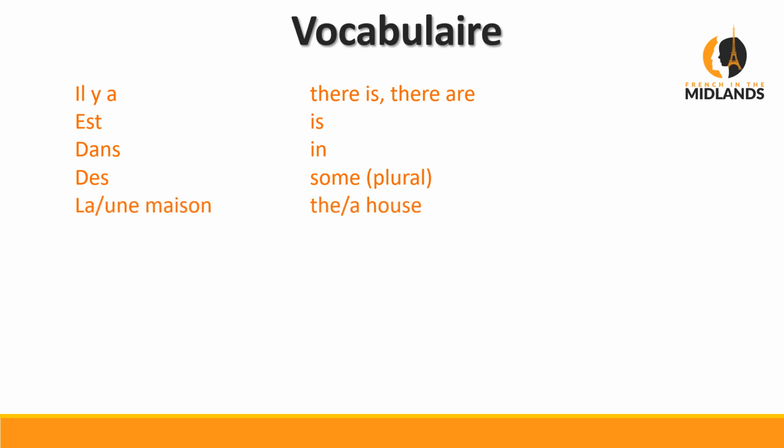La maison or une maison, which is the house or a house. Notice that the word house is feminine. In French, every object or person has a gender. For people it's easy. You know, women are feminine, males are masculine. For objects, it's really arbitrary, like une maison is a she. On the other hand, the garden is a he. Le jardin or un jardin, which is the garden or a garden.